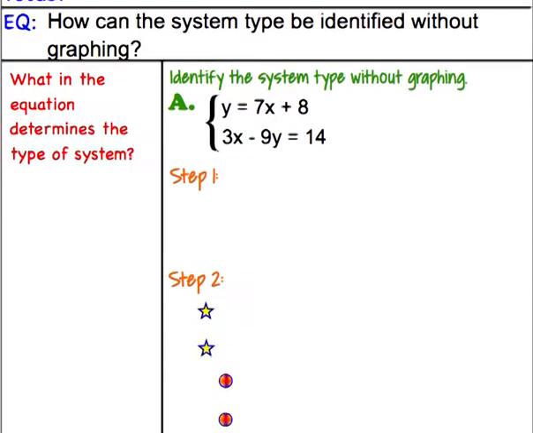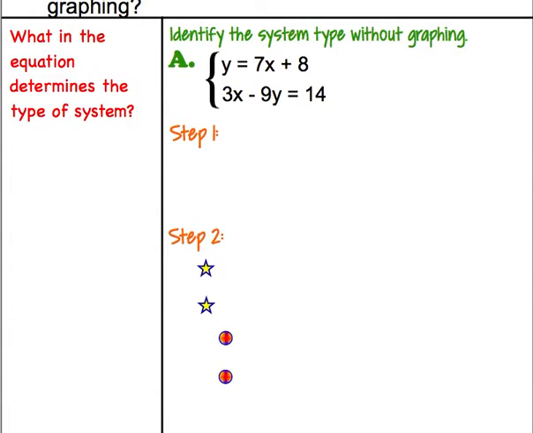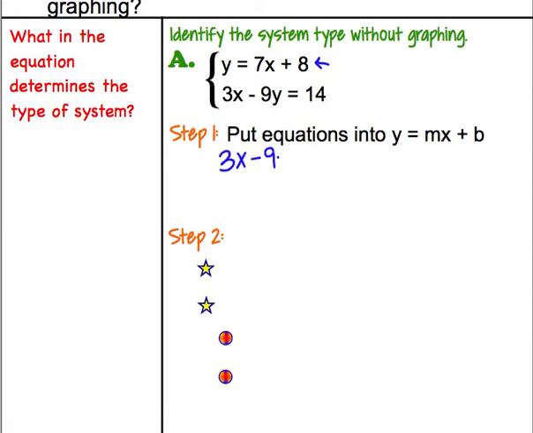We have y equals 7x plus 8 and 3x minus 9y equals 14. Our first step is going to be to put those equations into y equals mx plus b form. When we do that, I see that my first equation here is already in y equals mx plus b form, or slope-intercept. So I need to take my second equation.